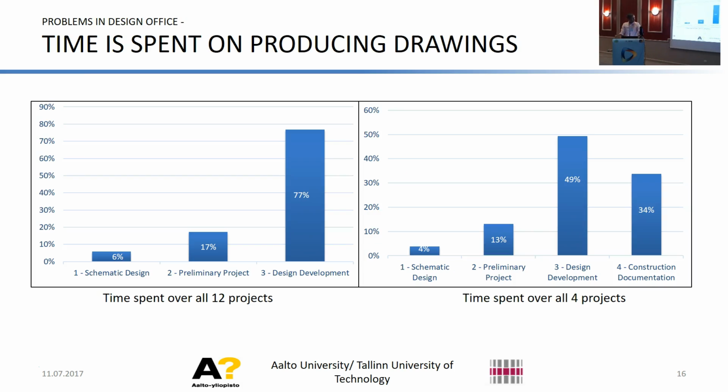So I went further. I took all the 28 projects and categorized them into 3 different groups. Here you have 2 other groups. And I picked out 12 projects where they had all the 3 stages. And you can see basically it confirms the previous numbers. They still spend most of their time in the design development stage. And the same is true with the projects where they had all 4 stages.